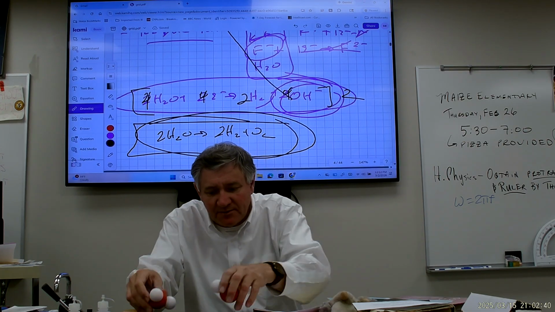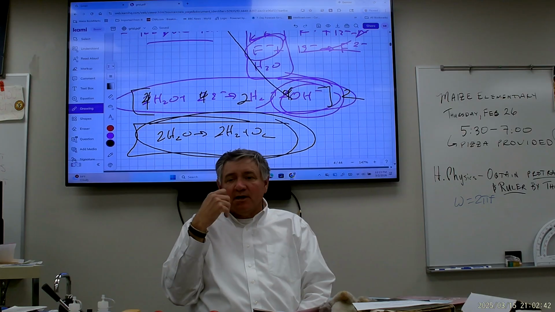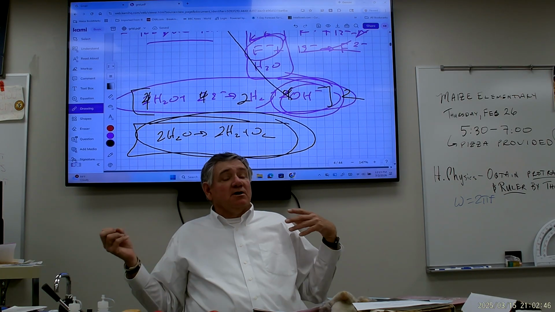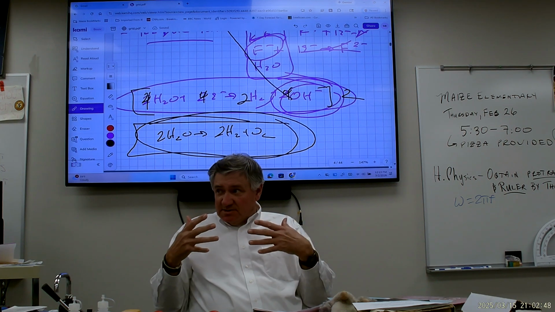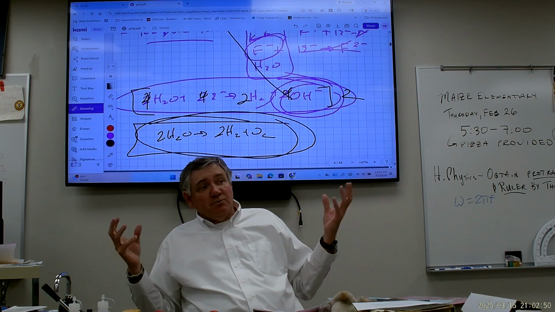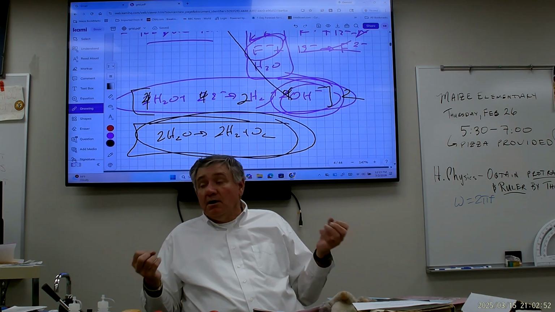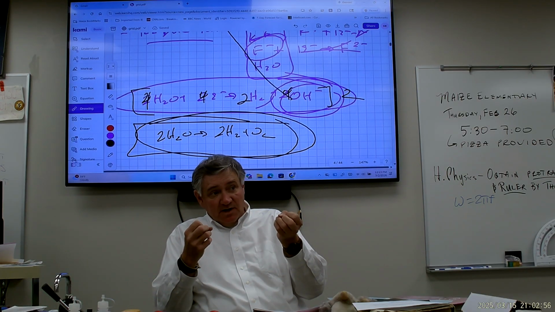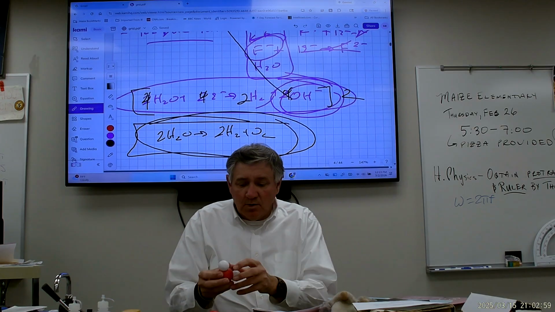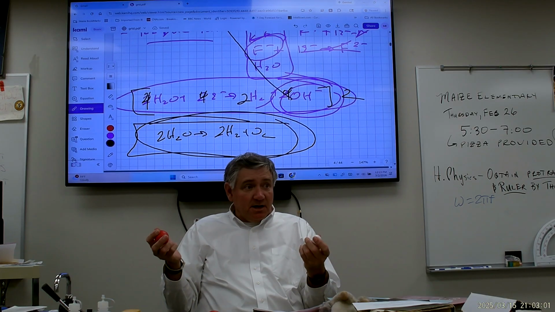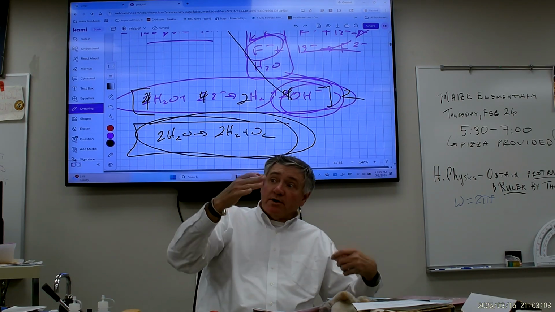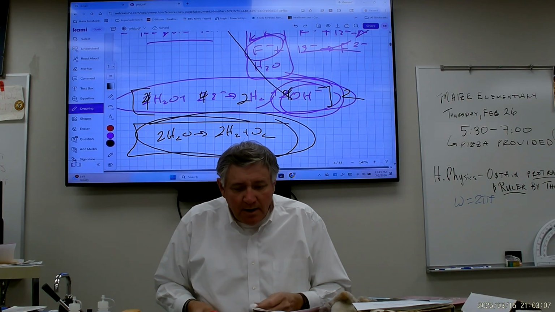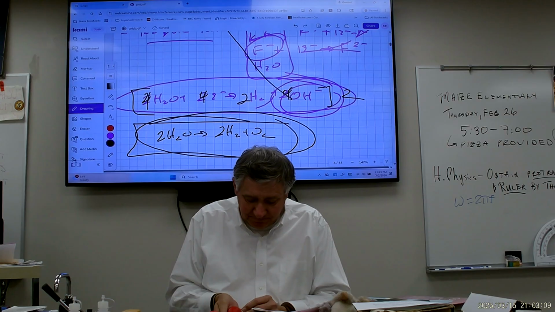So if you've ever heard that old adage, a chain is only as strong as its weakest link. Okay? So when you put energy into a system, you break the weakest bonds first. The weakest bonds are the bonds that hold the water molecules together. If the weakest bonds were what held the hydrogen and oxygen together, then when you boiled water, it would separate into hydrogen and oxygen.